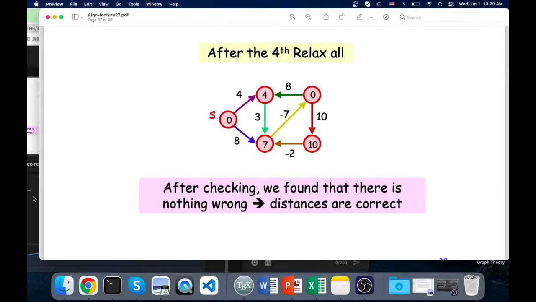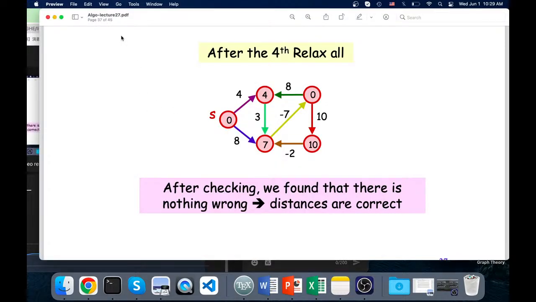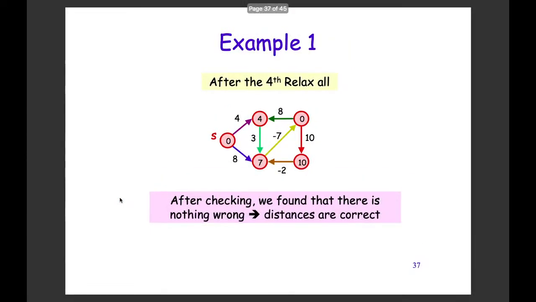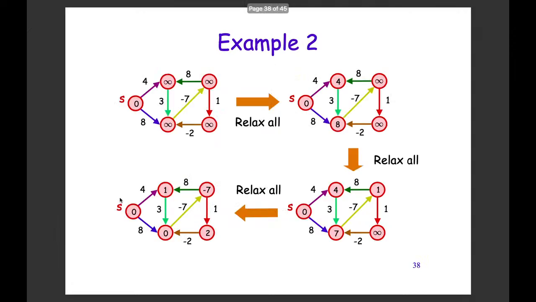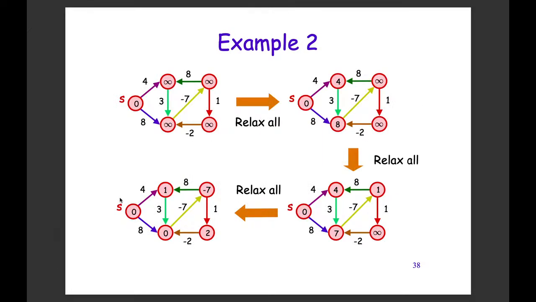So far, if you're okay with this, okay, so far so good, right? There's no problem. Okay, now the question here is, we somehow assume that the graph doesn't have a negative cycle. So what if there is a negative cycle? So let's see if we have an example. So in this example, there is indeed a negative cycle.